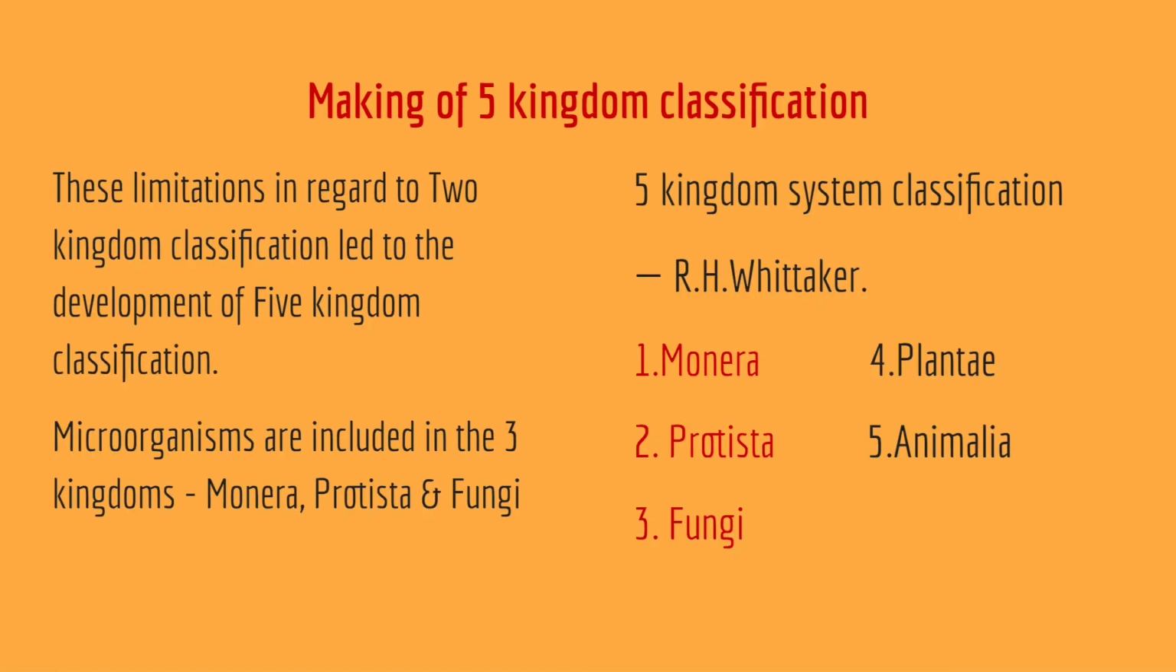Those limitations of two-kingdom classification paved the development of the five-kingdom classification by R.H. Whittaker. They are Monera, Protista, fungi, plantae, and animalia. Among these, the first three, Monera, Protista, and fungi, include microorganisms. Monera are comprised of prokaryotes, while Protista and fungi include eukaryotes.